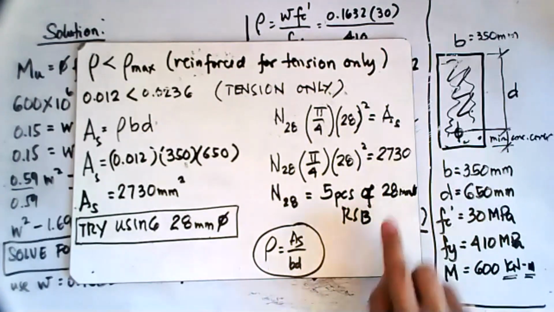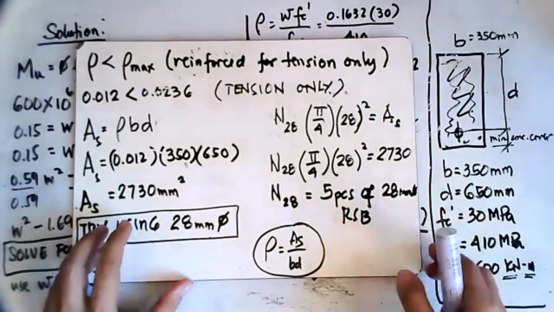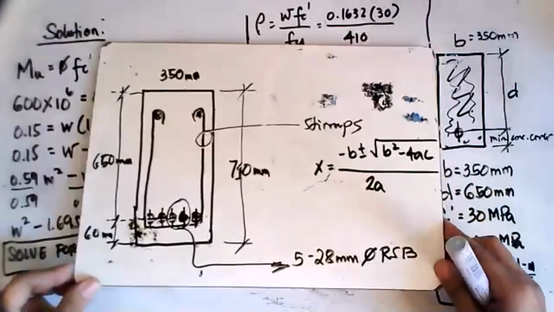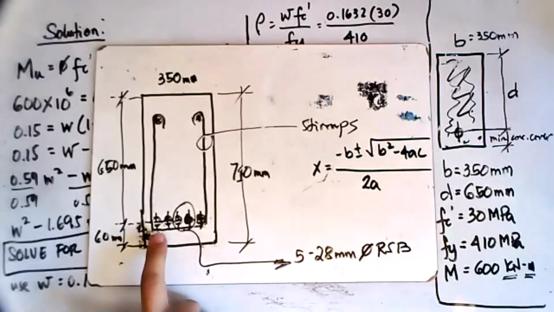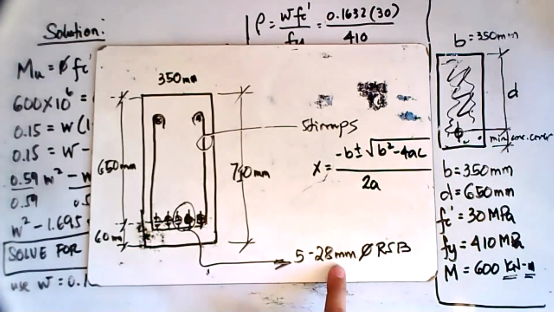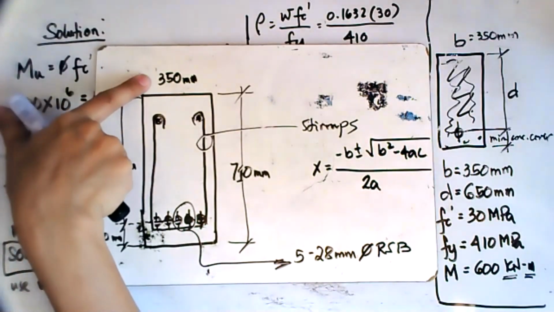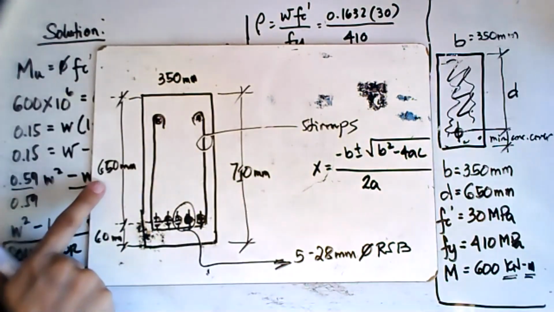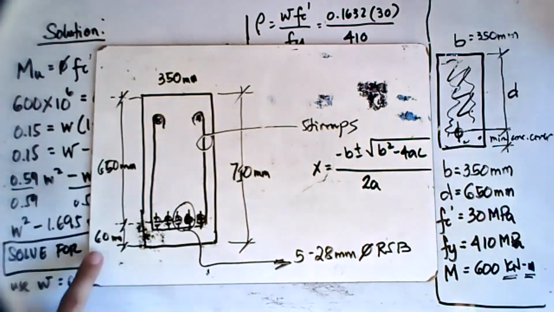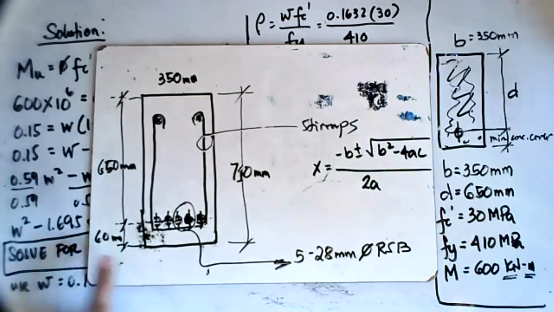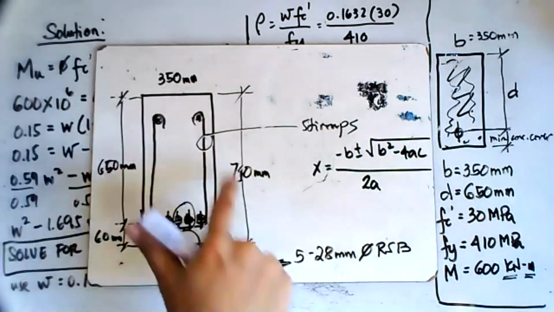Do we have to provide 5 pieces of 28 mm diameter RSB? So meaning if you are going to draw your section, this will be your section. You have to provide 1, 2, 3, 4, 5 pieces of 28 mm diameter RSB. This section is 350 mm by 710 mm. 710 kasi 610 mm plus yung 60 mm na concrete cover natin. Okay? So this is the designed section.